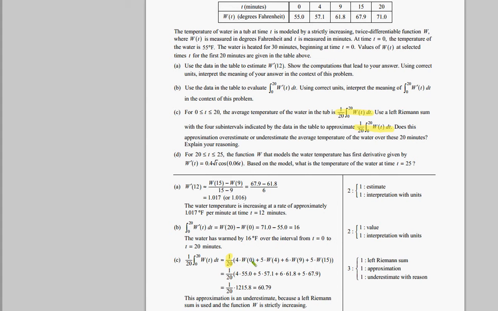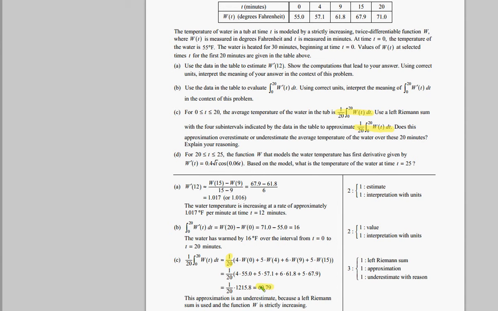Notice that you need to use LRAM, and these intervals are not equally spaced. So you have to calculate each one separately. You have 4 times the first value of W, 5 times the second, 6 times the third, and 5 times the fourth. You would not use the last one because we're doing LRAM and not RRAM. When you work that out, remember this is calculator active, you should get 60.79.